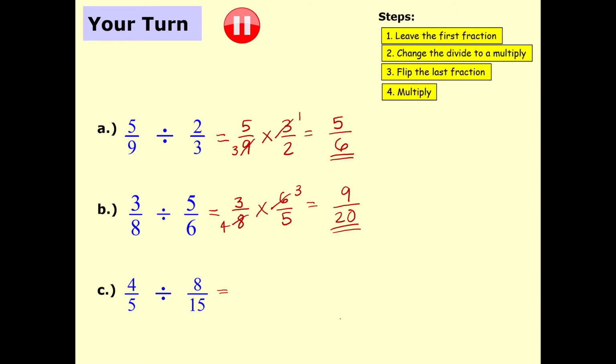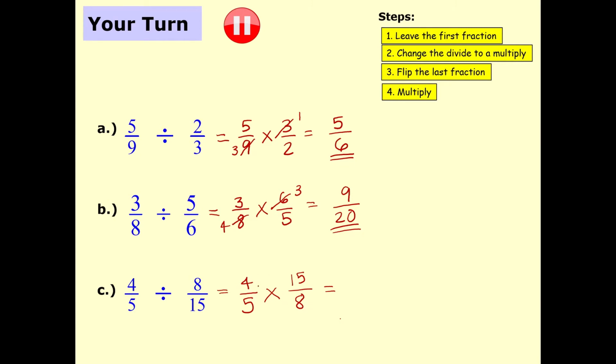And the last one, first step, keep that fraction as it is, turn that divide to a multiply, and then flip your last fraction. Now we're going to go ahead and simplify our diagonals. So before I go into simplify our diagonals, we can really see why it's useful, because you don't want to be timesing 4 by 15 because you'll just get a huge number. So that's why simplifying our diagonals is really helpful.